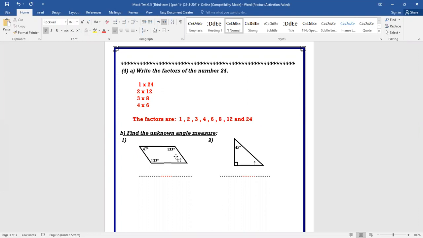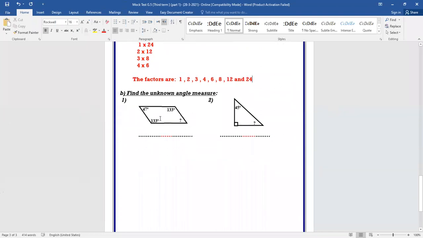If I don't know this idea, what will you do? We said the sum of the measures of the angles of the quadrilateral equals 360. Yes, 360. Here we can use the property that each two opposite angles are equal in measure. For that, the unknown angle here is 47, like the opposite one.